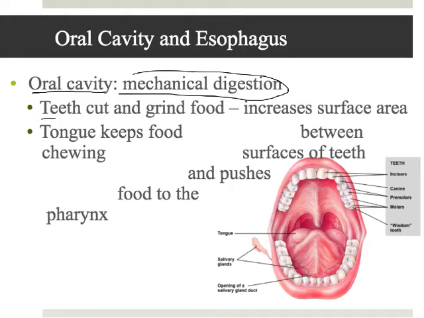So your teeth are going to be doing that mechanical digestion. They're going to cut and grind your food. And really the purpose of this is it increases the surface area of your food so there's more surface area for the enzymes to act on later.